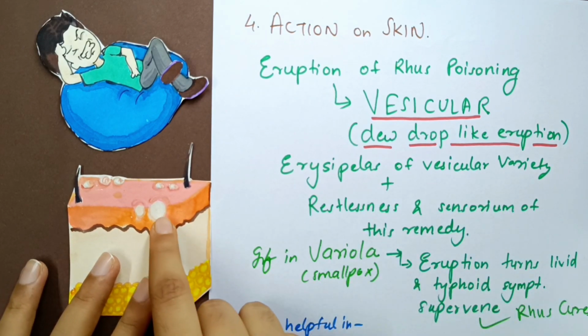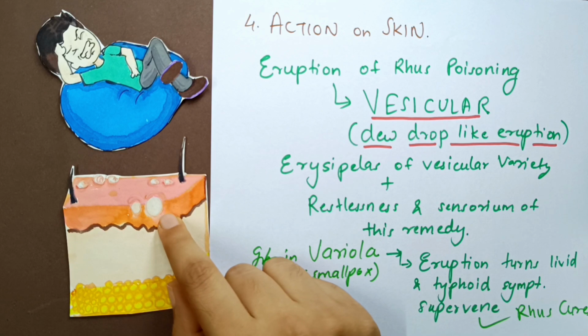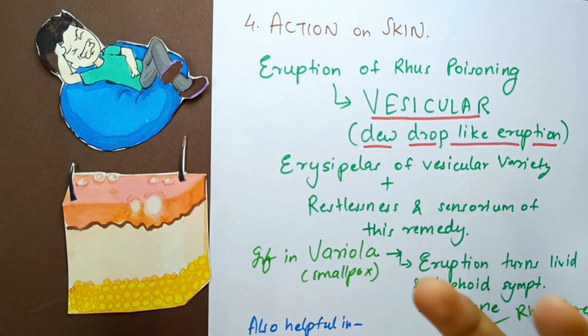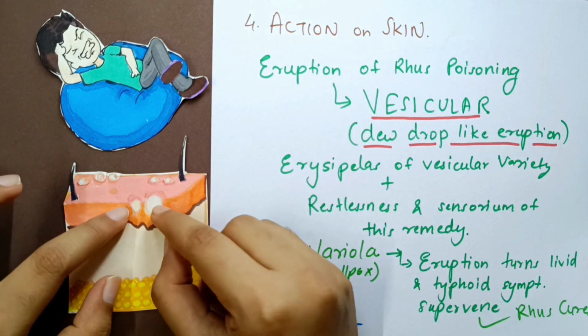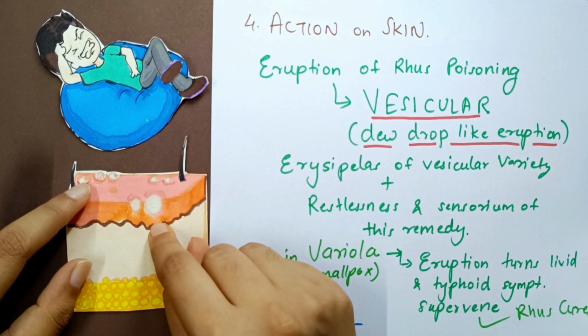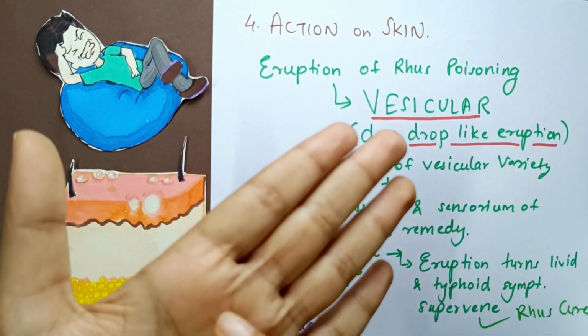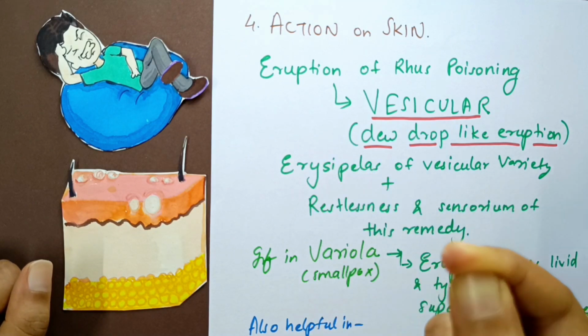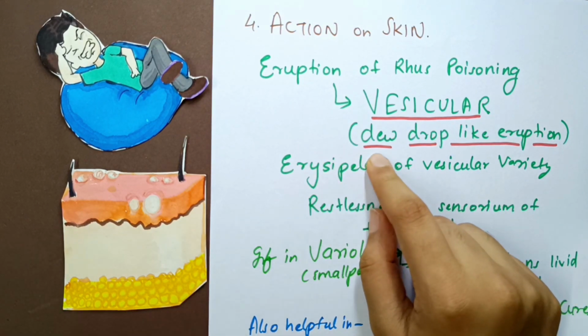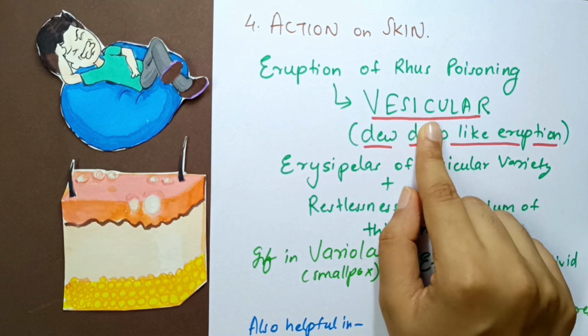If you see it in real on your patients, then you'll actually understand how it looks. It is small, and it will have fluid filled inside of it. You should remember this image to remember how it looks. Some small eruptions containing fluid, and they will look exactly like a dewdrop. So that will be seen in Rhus Tox.